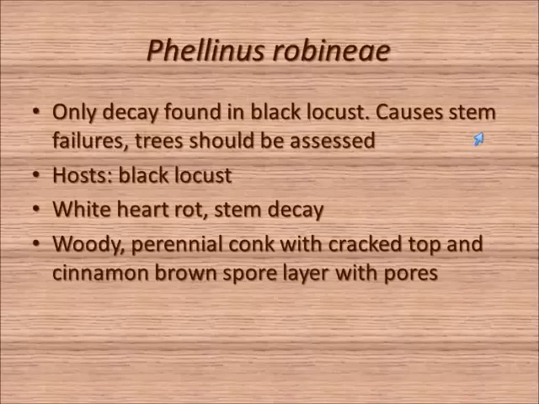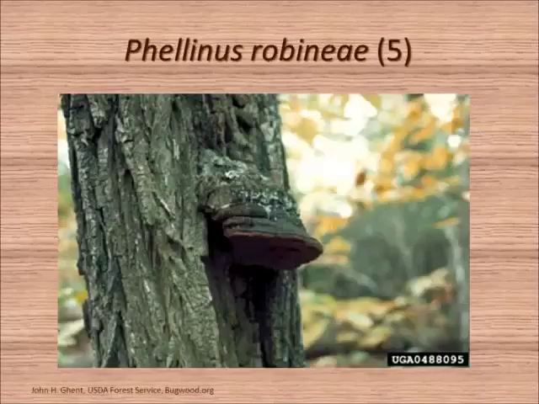It is a white heart rot, and it decays the stem. It's a woody perennial conk, and the top of it is cracked, shown here, and then it has a cinnamon-colored spore layer. And most of the fungi I've been talking about so far have porous spore layers.